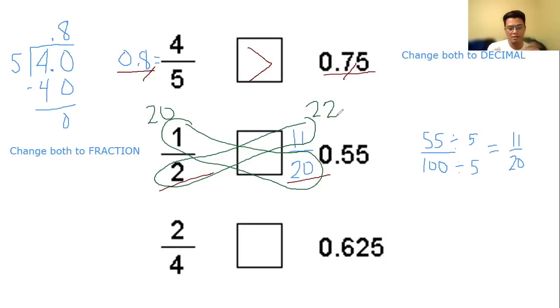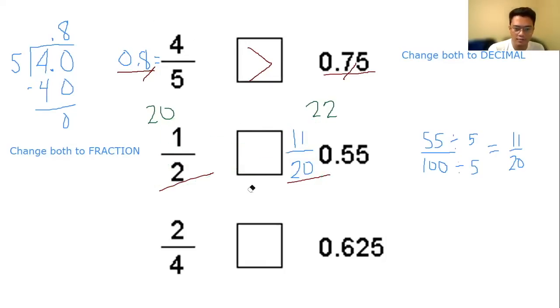So whichever is larger, that means that side has the largest value. So for example, this one is 20, meaning 1/2 is less than 0.55 because 20 is less than 22. So that is how cross multiplication is used when you compare rational numbers. So that is how cross multiplication works for a fraction. Get that? Okay. So if this is 20 here, this is 22 here, meaning we can say that 1/2 is less than 0.55.